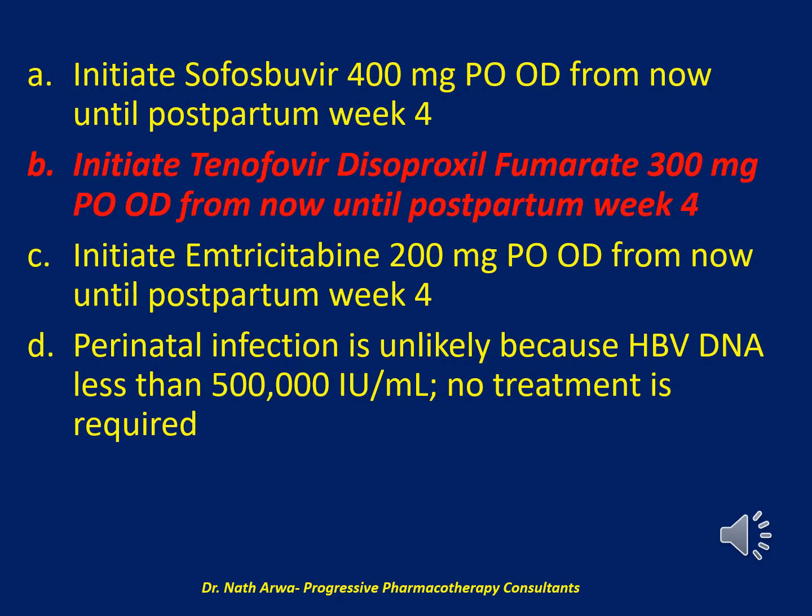Emtricitabine has antiviral activity against HBV and is pregnancy category B, however, emtricitabine is not approved for the treatment of chronic HBV. That makes answer C incorrect. Sofosbuvir is effective for HCV, but it has no activity against HBV, which makes answer A incorrect. Please advance to the next question.